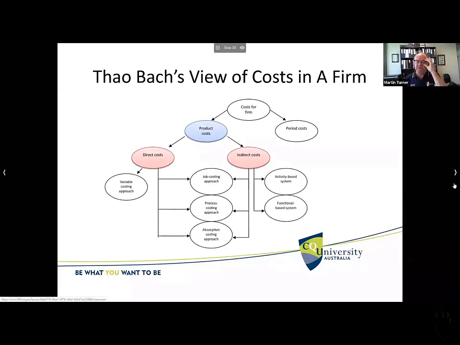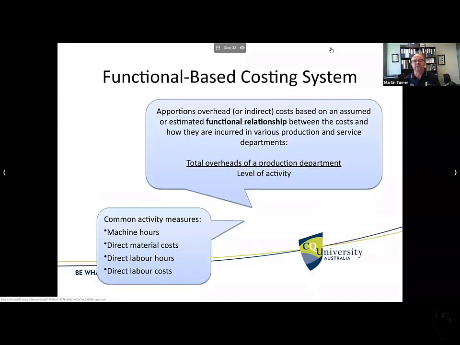So she said all the costs are direct and indirect. Then she had a look at activity-based systems and functional-based systems, and these only relate to indirect costs. So we're talking about two different systems for allocating indirect costs. That's the focus that Thao's got there.